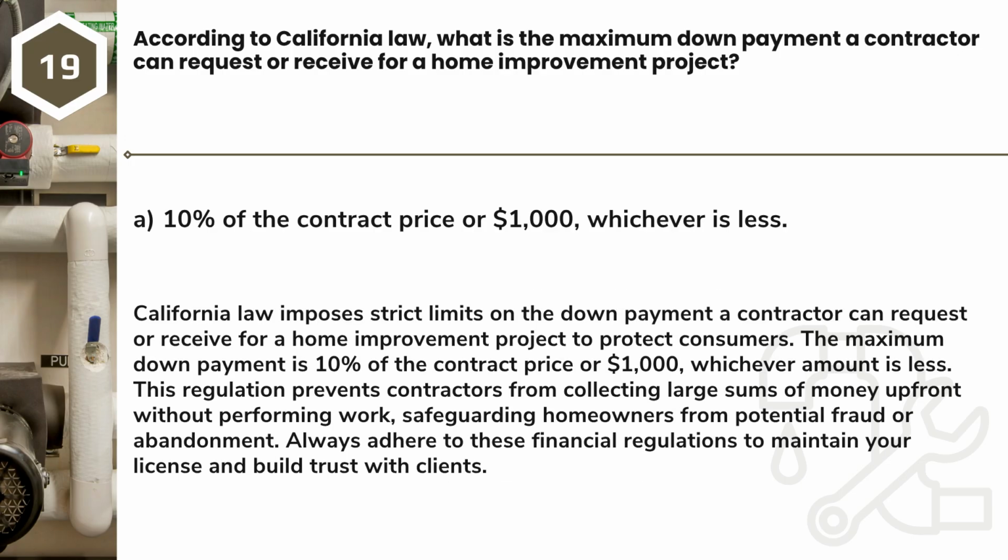Answer: A. 10% of the contract price or $1,000, whichever is less. California law imposes strict limits on the down payment a contractor can request or receive for a home improvement project to protect consumers. The maximum down payment is 10% of the contract price or $1,000, whichever amount is less. This regulation prevents contractors from collecting large sums of money up front without performing work, safeguarding homeowners from potential fraud or abandonment. Always adhere to these financial regulations to maintain your license and build trust with clients.